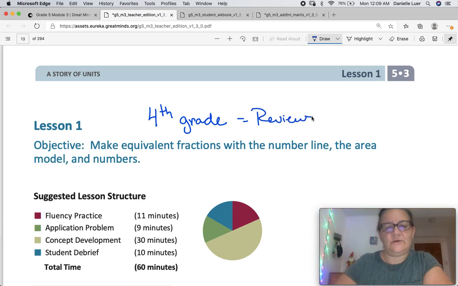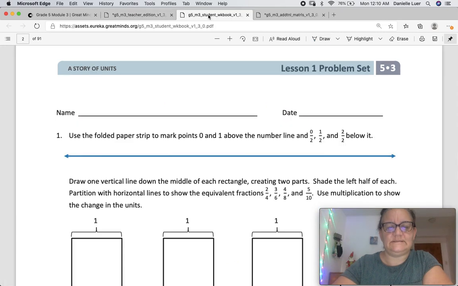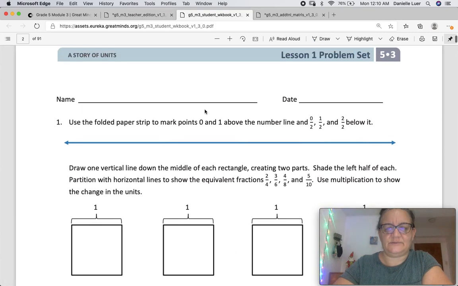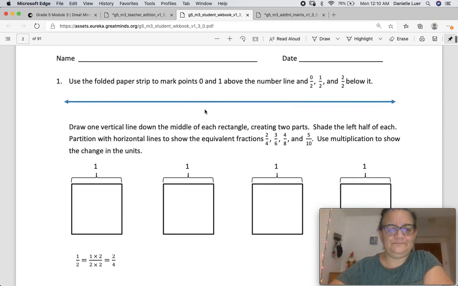Okay, so go ahead and get out your Learn books. And we're going to go right into the problem set, and we're going to do this together. So make sure you have your Lesson 1 problem set out. Pause the video if you need to go get your book and open to the right page. We're going to do this together.